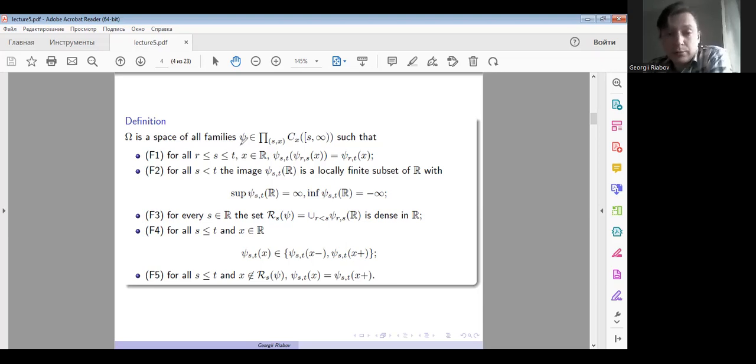This is property number 1. Property number 3 is that the trajectories that started strictly before time S form a dense set at time S. Property 5 is right continuity at the so-called fresh points. Yes, so at all points that are not images of trajectories that started before time S. And I will add 2 more properties to this space.